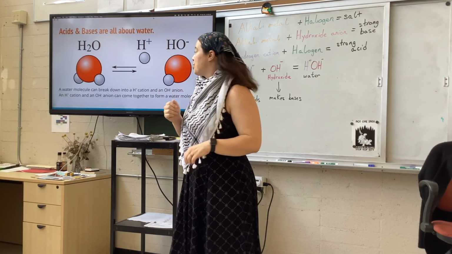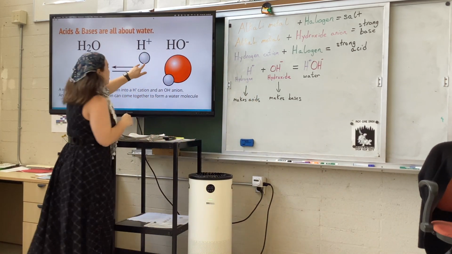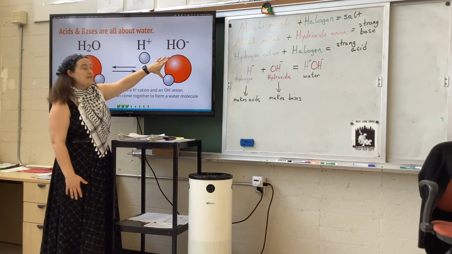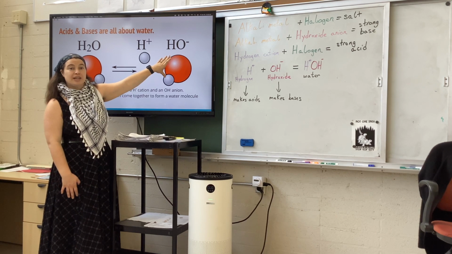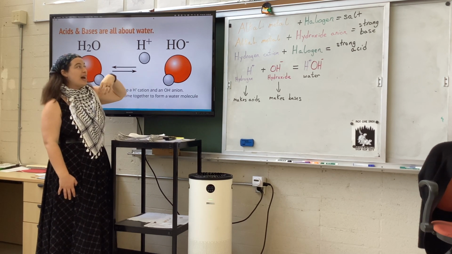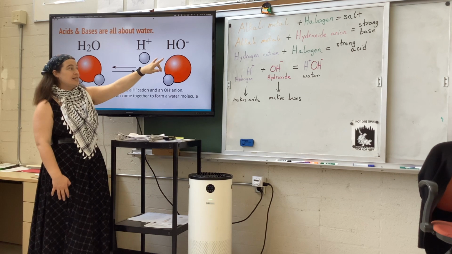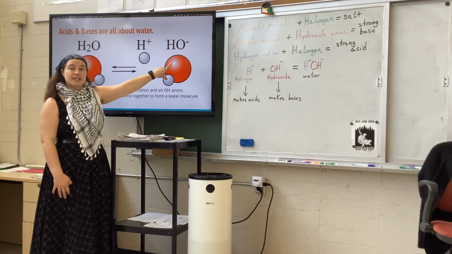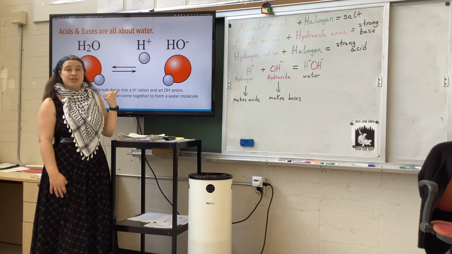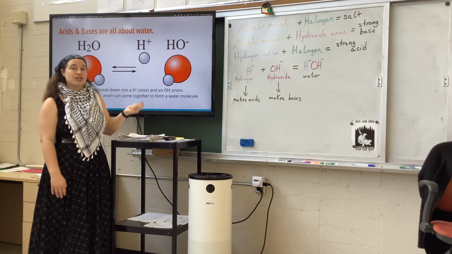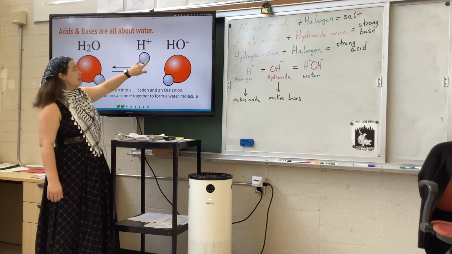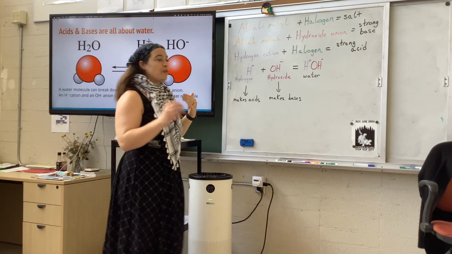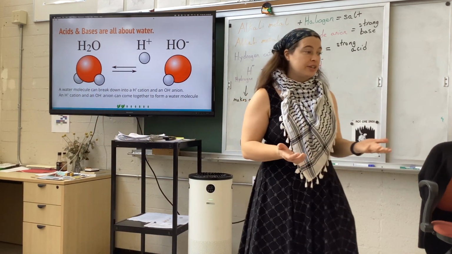So acids are things that tilt this in favor of the hydrogen cation. Bases are things that tilt this in favor of the hydroxide ion. That's why if you have an alkali metal and a hydroxide ion together, it's a strong base, because it has these hydroxide anions. That's why if you have a hydrogen cation and a halogen, it's a strong acid, because it tilts things in favor of the hydrogen cations. So acids and bases are really fundamentally about water.